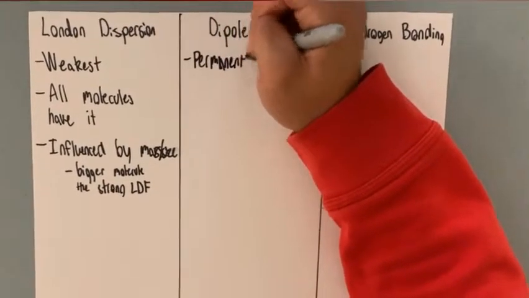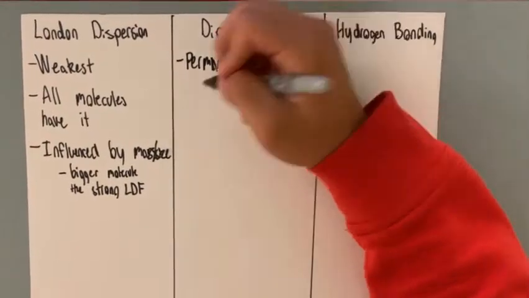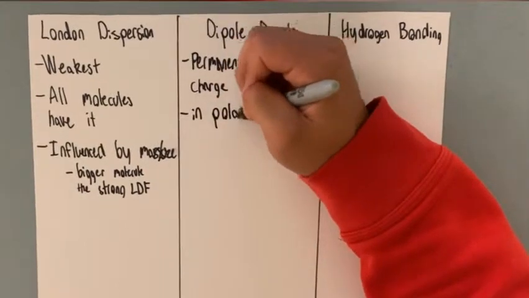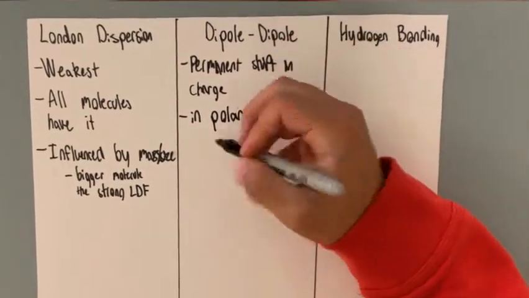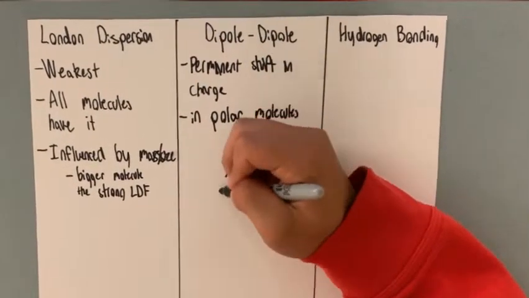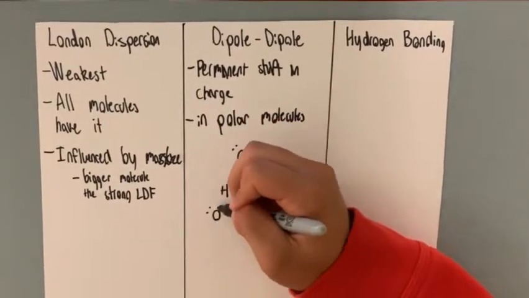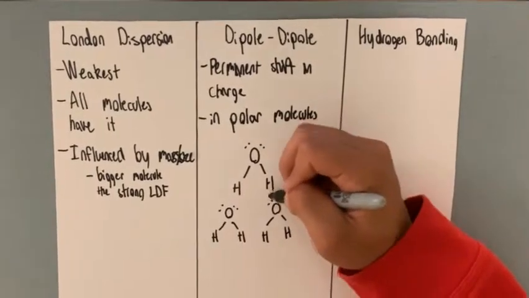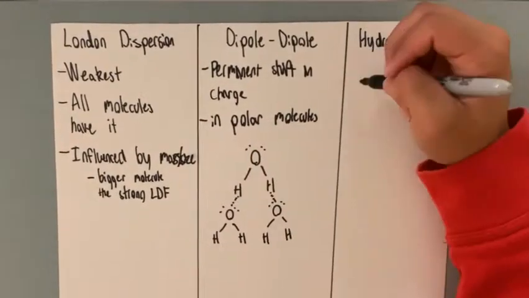Dipole-dipole is the second strongest. It has a permanent shift in charge and is only in polar molecules. Water, or H2O, has dipole-dipole because it's polar, meaning that there are more electrons on one side of the molecule than the other, making it unbalanced.